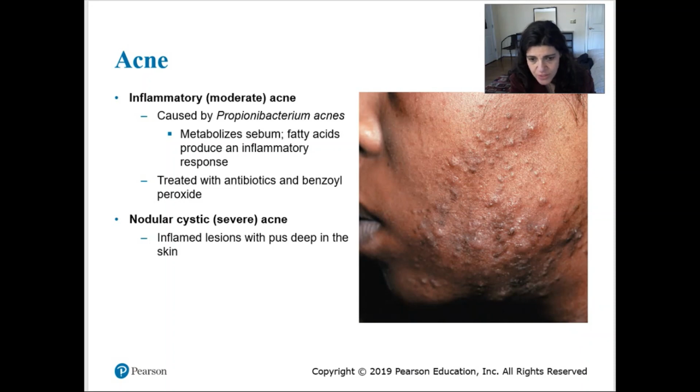Like I said, increasing sex hormones called androgens will help the development of acne, because the androgens cause the sebaceous glands to enlarge and make more sebum, and that will lead to that cause. There's no way to prevent acne other than just treating it, right? But there's no way to prevent it.